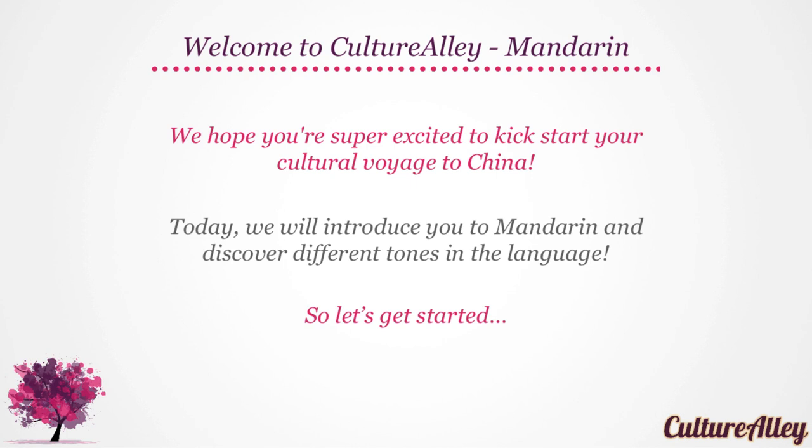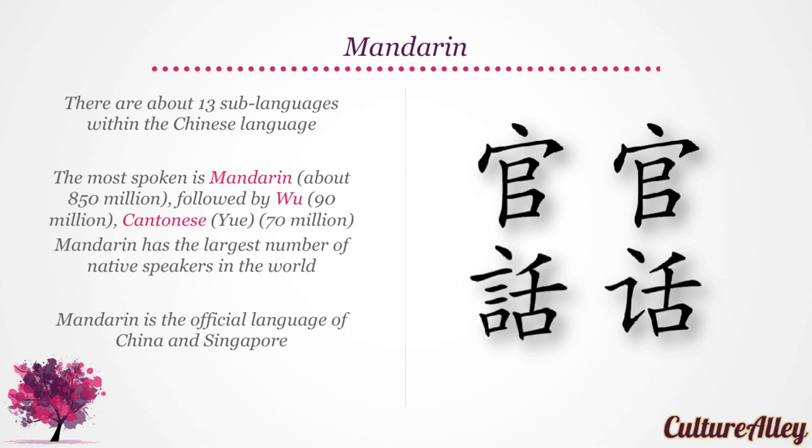There are about 13 sublanguages within the Chinese language. The most spoken is Mandarin, with about 850 million speakers, followed by Wu at 90 million, and then Cantonese, also known as Yue, at 70 million speakers worldwide. Mandarin has the largest number of native speakers in the world and is the official language of China and Singapore.